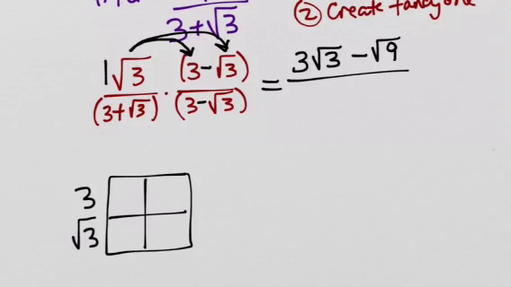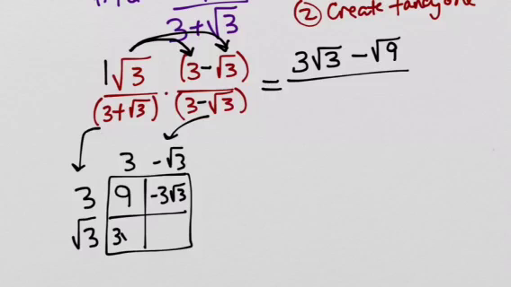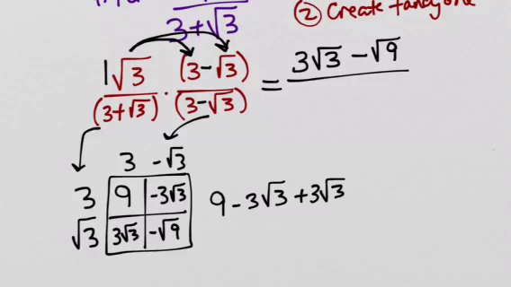So there's my first guy. He comes down on the side, and then I'll put the other guy up here. Keep in mind that you need to keep your negative with the square root of 3 there. Let's do this multiplication. 3 times 3 is 9. Minus 3 square root 3 plus 3 square root 3 minus the square root of 9. Watch what happens when I pull it out. I have 9 minus something plus the same thing, so it's going to cancel, minus the square root of 9.